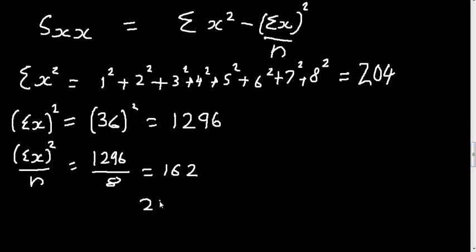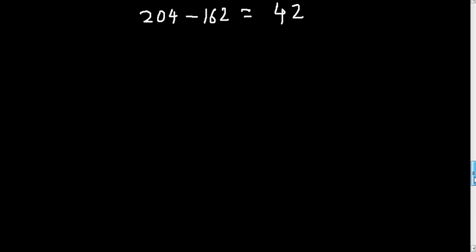That's 204, the sum of all the x's, then square it. That's 1296, and then you divide it by the number of terms you have. That's 8, and then you get 162. So that's 1204 minus 162. You get 42.